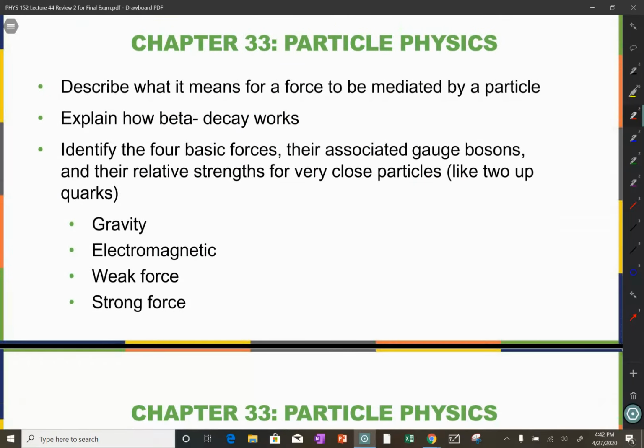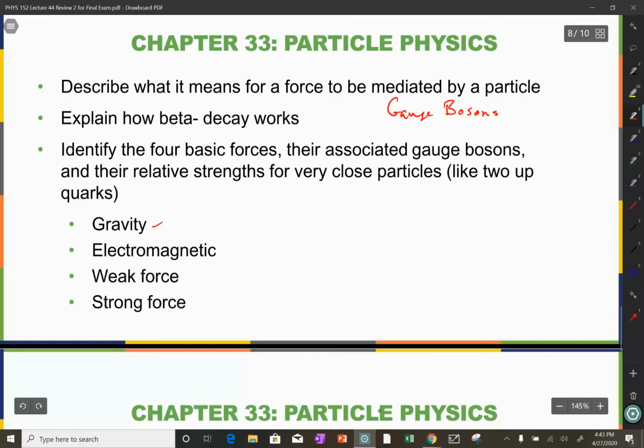Chapter 33, which is our last chapter: the idea that forces are mediated by particles is a particle physics idea. And these particles are not real particles, they're virtual particles. They're not particles we can detect, we can only see their outcomes. So it's kind of confusing. These particles that mediate the forces are called gauge bosons. It's actually called gauge theory, the theory of these particles that mediate forces.